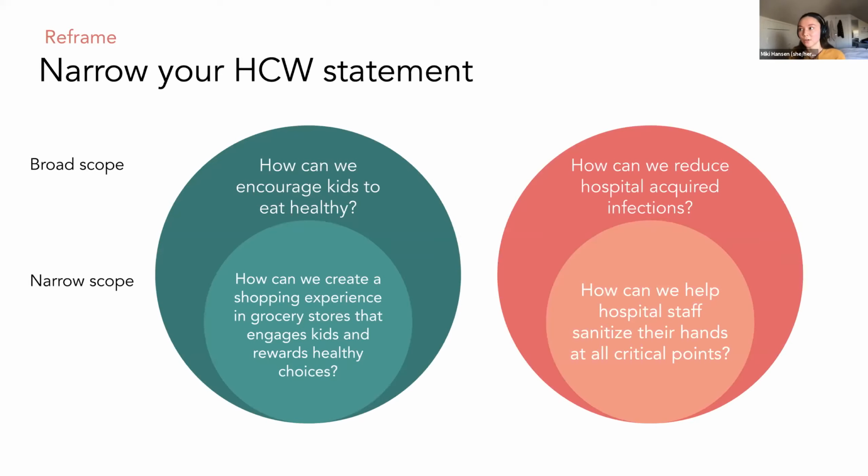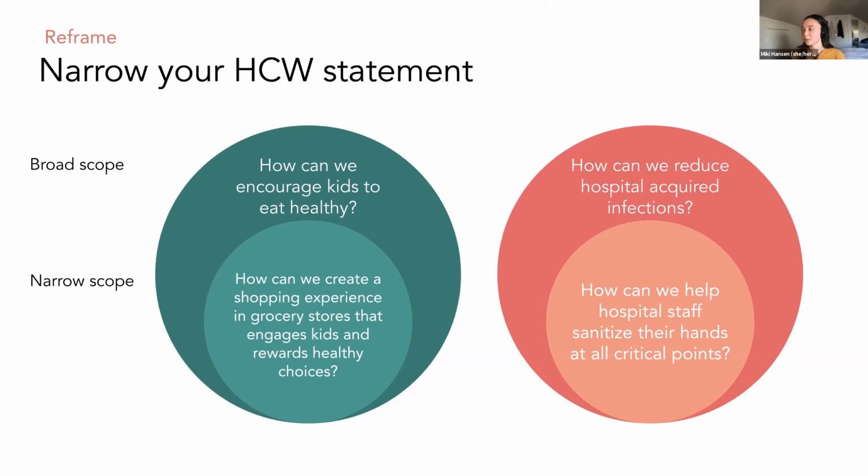So first off, narrowing your how can we statement. These are some examples. So you start with the broad scope of how can we encourage kids to eat healthy, but after doing your research, you may have noticed a specific aspect of that problem that you really want to zoom into. So a narrower scope is how can we create a shopping experience in grocery stores that engages kids and rewards healthy choices. So that's kind of jam-packed with more information and can help you do some more narrow ideation.